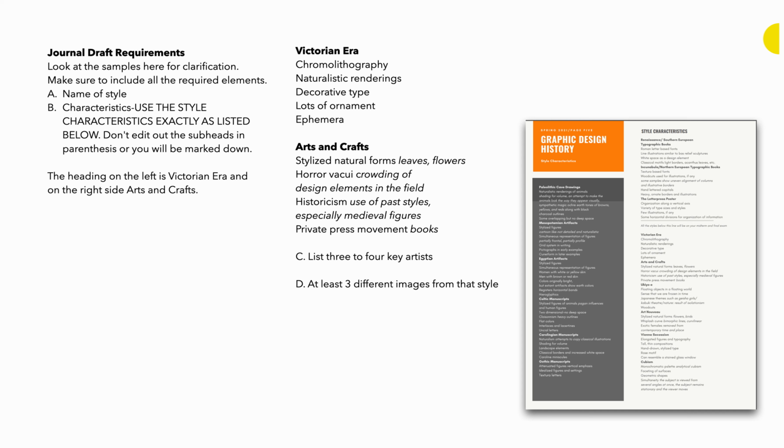So let's talk about the draft requirements. We're going to look at some samples and I'll go through it with you again, but you need to have the name of the style. So if you look to the right for the draft, the name of the style is Victorian era. And that'll be on the left side of your page, and on the right will be arts and crafts.